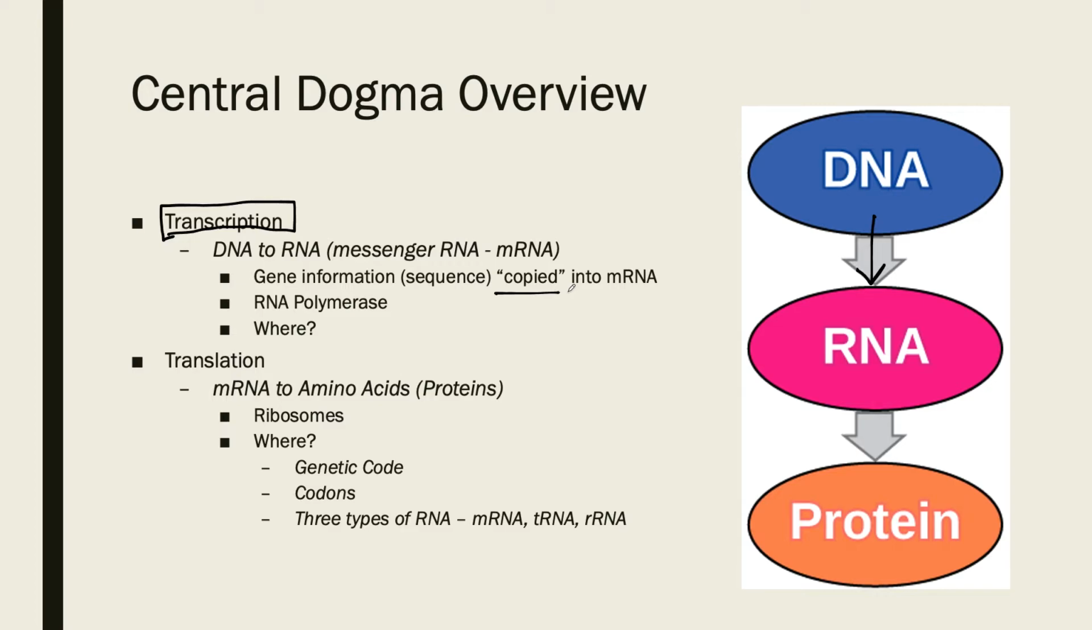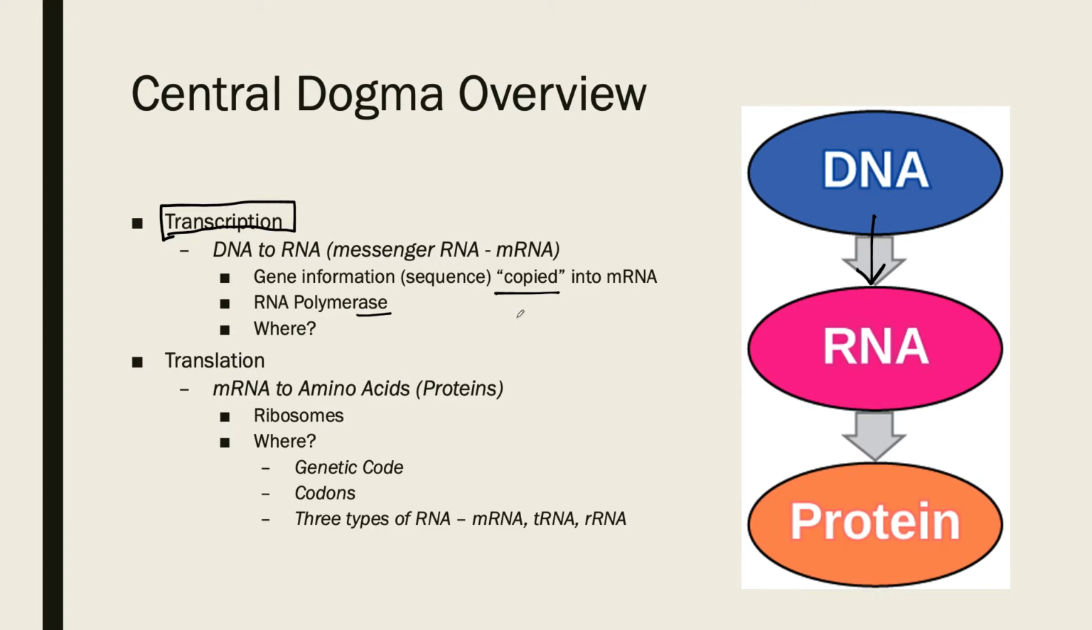Now, I'm going to use the word copied, and we'll talk in a minute about what we mean by copy. But for the most part, the DNA message is read and made into an mRNA sequence. And what is doing that is this enzyme called RNA polymerase. Remember, ASE is the last three letters that indicate that's an enzyme.